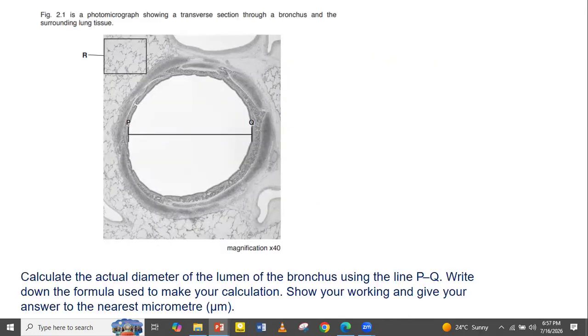These are other questions. You can also take a screenshot of that and try it out. Calculate the actual diameter of the lumen of the bronchus using the line PQ. Write down the formula used to make your calculation. Show your working and give your answer to the nearest micrometer. Yes, you can still try that out.